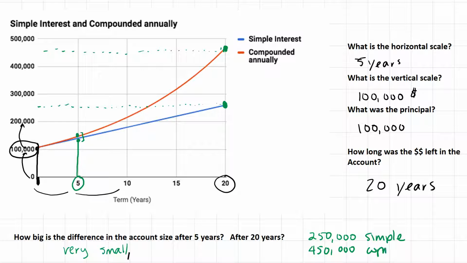This is the compound. So what is the difference between these two? Well, it looks like there's a difference of about $20,000, $200,000, sorry. So there's a $200,000 difference between putting money in a simple interest account versus a compound interest account. And that difference gets bigger and bigger the longer you leave it in the account. So at the beginning, there's hardly any difference, and by the 20 years, there's a big difference.